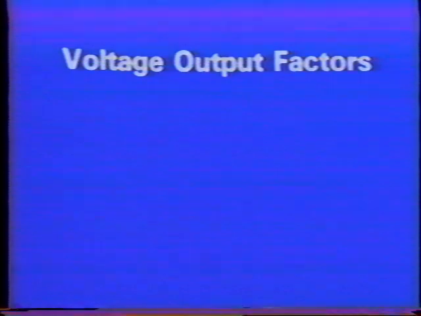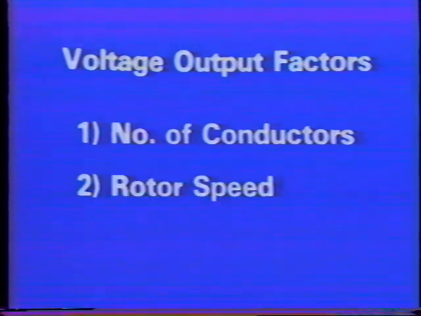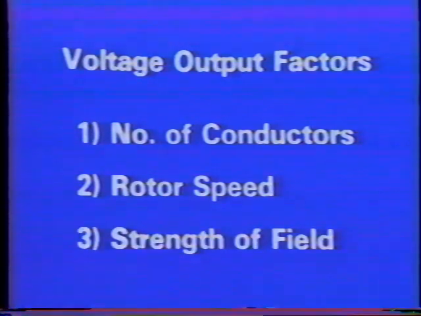Controlling the frequency is only one part of controlling a generator. Another part is controlling the voltage. There are actually 3 factors that determine the voltage output of any generator. First, there's the number of conductors. Second, there's the speed at which the generator rotor moves. And third, there's the strength of the field.